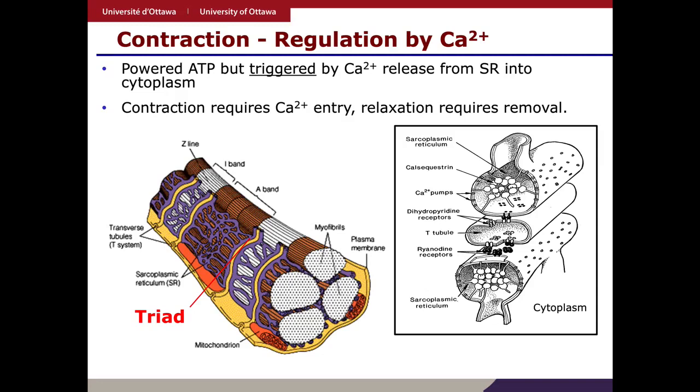Voltage-gated calcium channels in the T-tubule membrane, called dihydropyridine receptors, because they bind the drug dihydropyridine, span the gap and physically attach to ryanodine receptors in the SR membrane. Ryanodine receptors, which bind the drug ryanodine, are calcium release channels that, when opened, allow calcium ions to flow through.